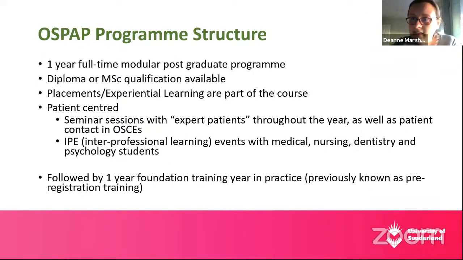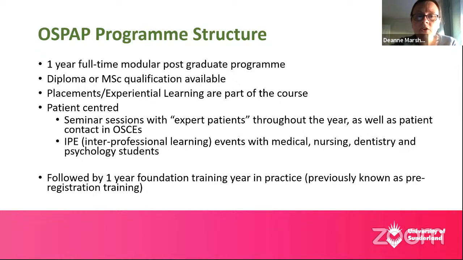So what is the OSPAP? If you have decided that you would like to come to the UK and become a qualified pharmacist, you would need to complete an OSPAP programme. We offer this programme at the University of Sunderland, and it is a one-year full-time programme. It is modular, split into three modules, and it is a postgraduate programme.